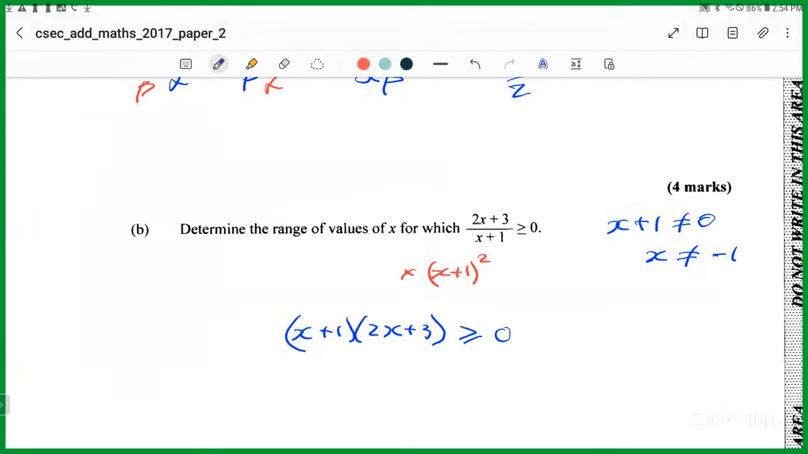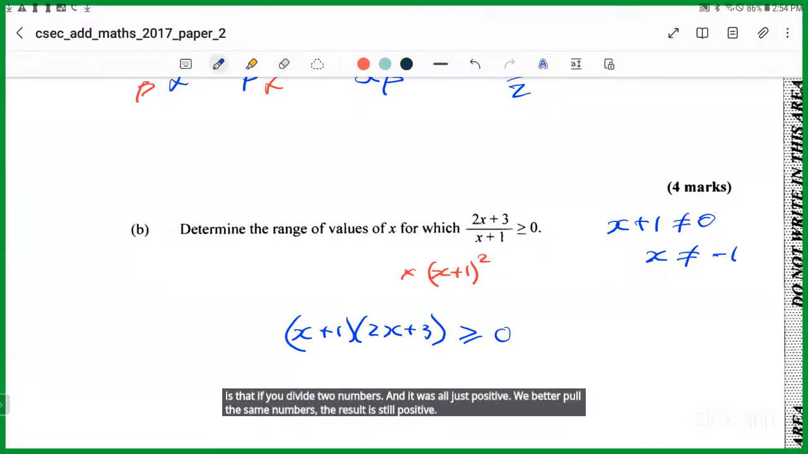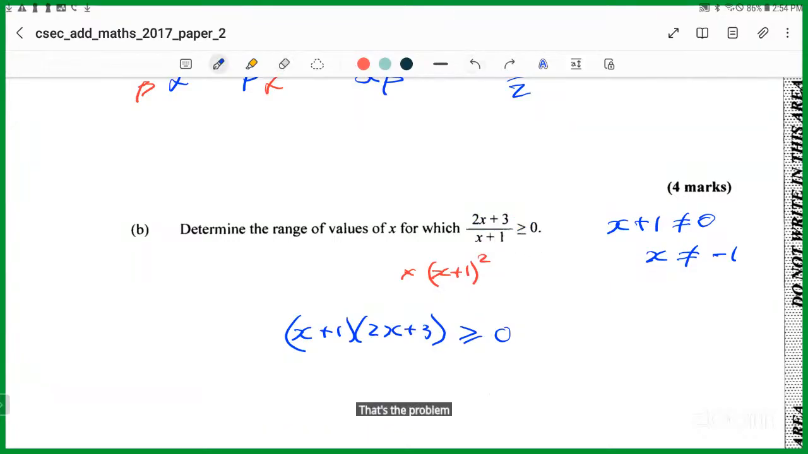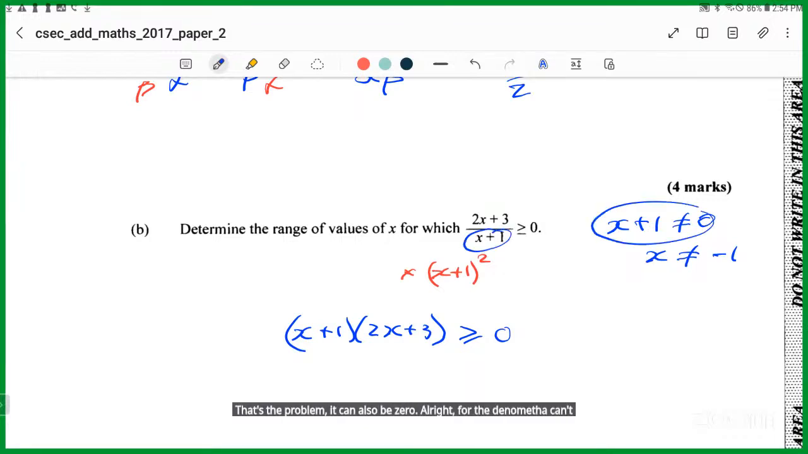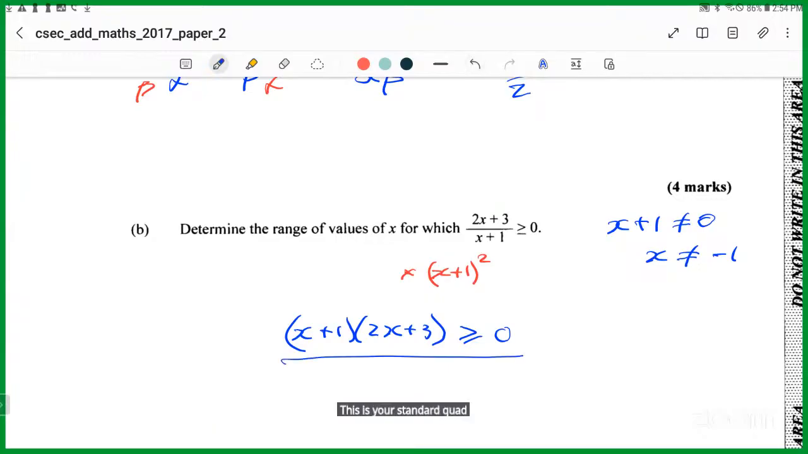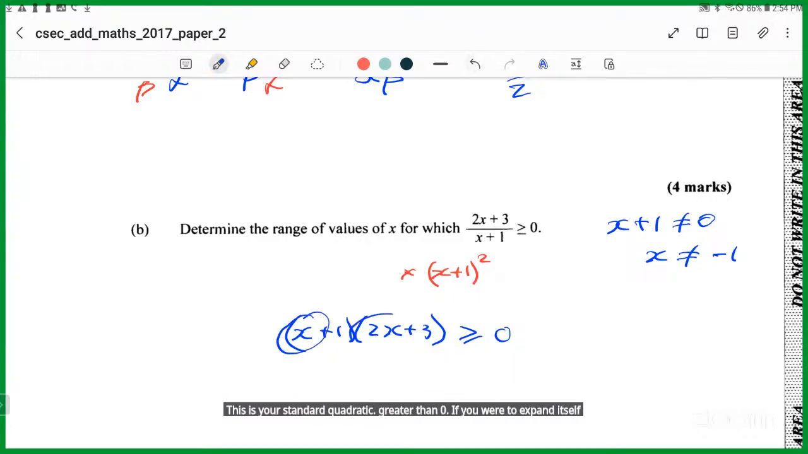But another way this can be looked at is that if you divide two numbers and the result is positive, then if we multiply the same two numbers, the result is still positive. But this can also be 0, that is the problem. Alright, but the denominator cannot be 0. So this is like your standard quadratic greater than 0. And if you were to expand it out, you will get a positive square term.